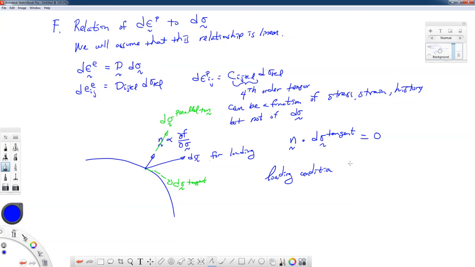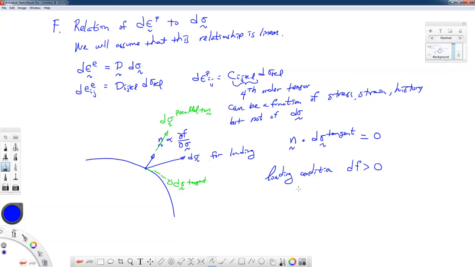If we have loading, however, then our yield surface is going to expand. If we have isotropic hardening, it's going to move. If we have kinematic hardening, oops. The df, the increment of that function, is going to have to be greater than 0.